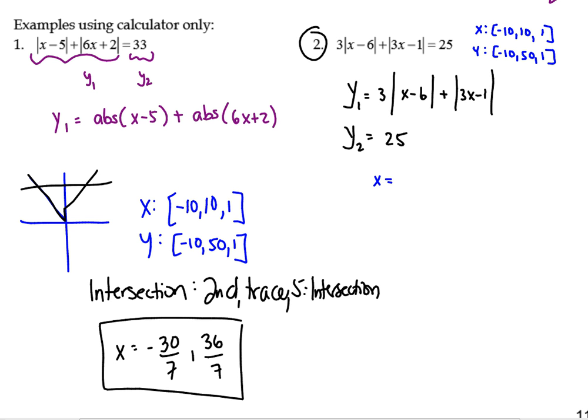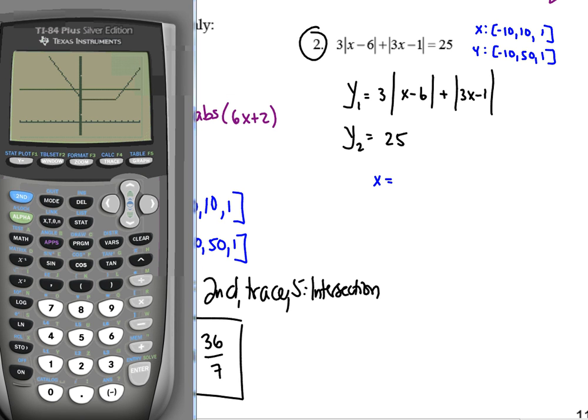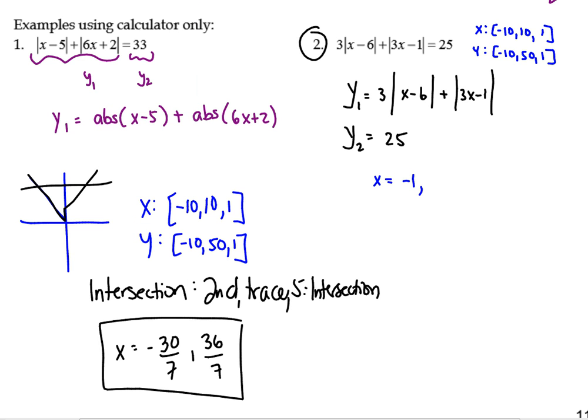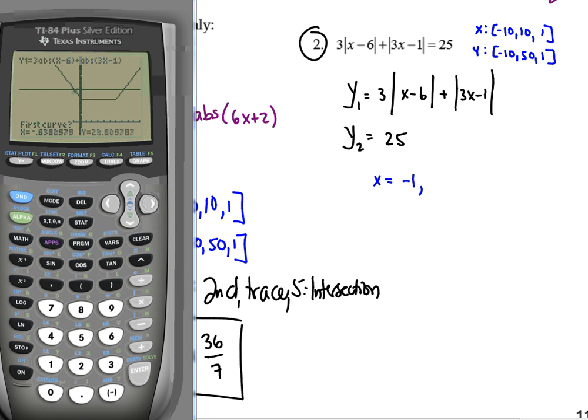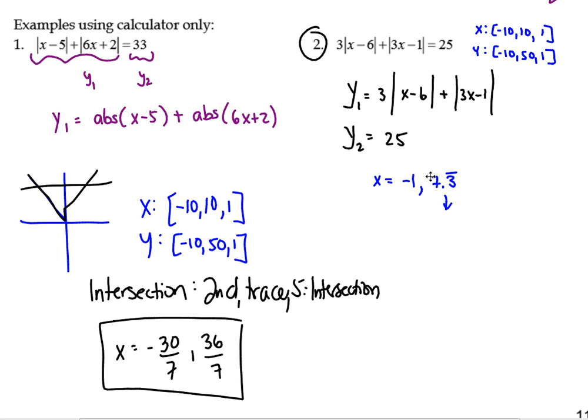Well, negative 1 is an integer. It's good. This is my y1, y2. I haven't solved it yet. So, second trace 5, enter, enter, enter. Negative 1. Other one. I think it's 7.3 repeating. I have to go way over of the line, like over here. There you go. So 7.3 repeating, you'd want to change that to a fraction.